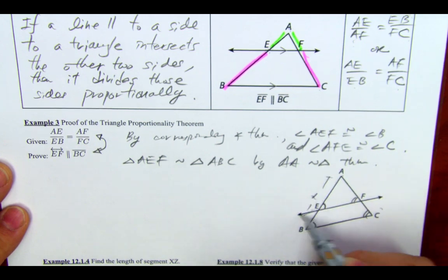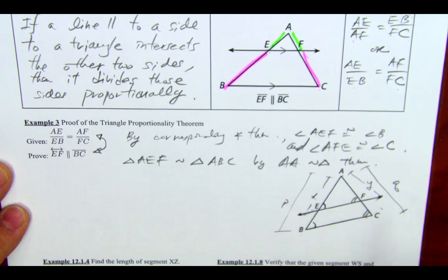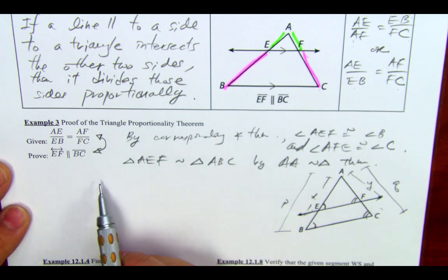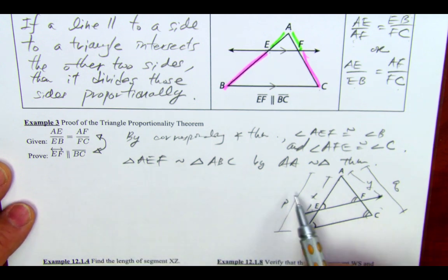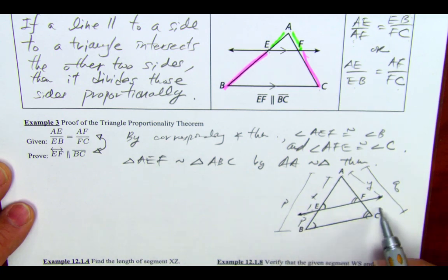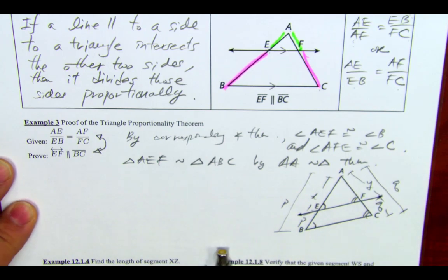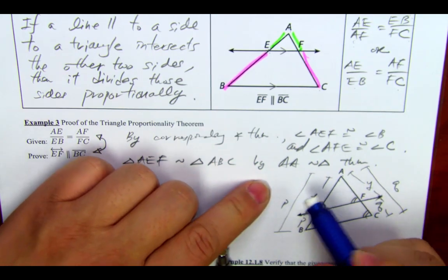Let's call this X. Let's call that Y. And let's call this P. And from here to here, let's call that Q. Okay? So according to the similar triangle theorem, and the definition that the corresponding sides are proportional, we have this to this. You know what? Because we're looking for EB, let's call this P and let's call this Q. That will make this slightly easier to do.